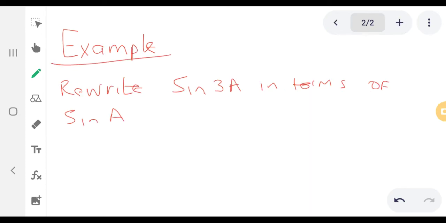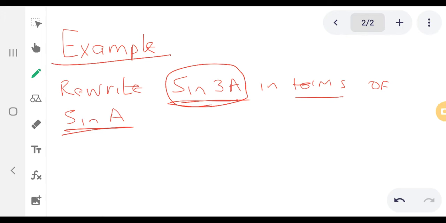Now it says in my example, rewrite the sine of 3a in terms of sine a. So basically I'm given an angle which is not a double angle, but I can use what we call our compound formula and our double angles to actually write everything in this expression as sine of a. So it says in terms of sine of a. So let's get to it.